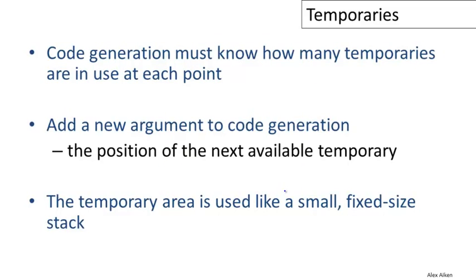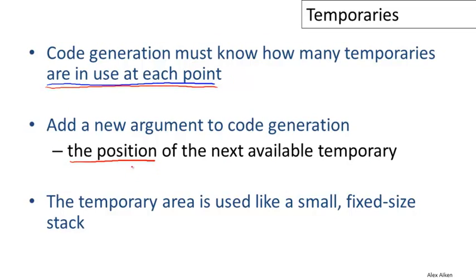Now that we know how many temporaries or intermediate values we need to evaluate a function, and we also know where those intermediate values are going to be stored in the activation record, the last thing we need to know in order to do code generation is how many temporaries are in use at each point in the program. And so the way we're going to do that is we're going to add a new argument to code generation, which is the position of the next available temporary.